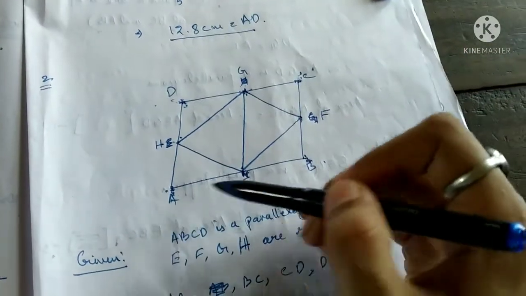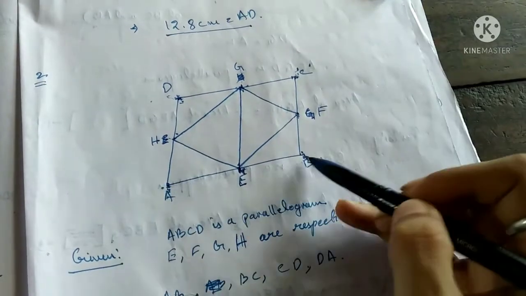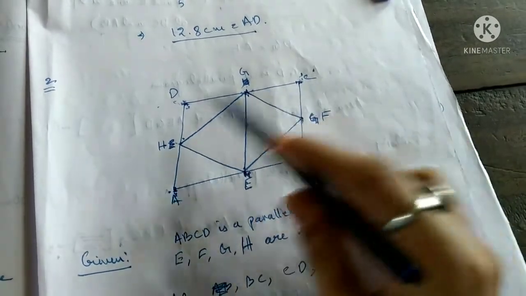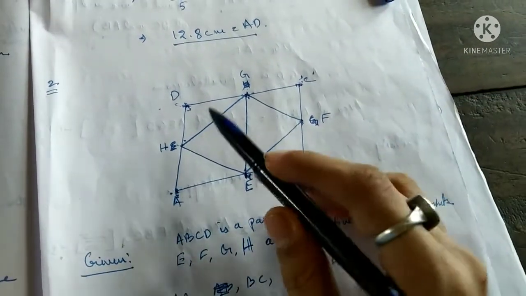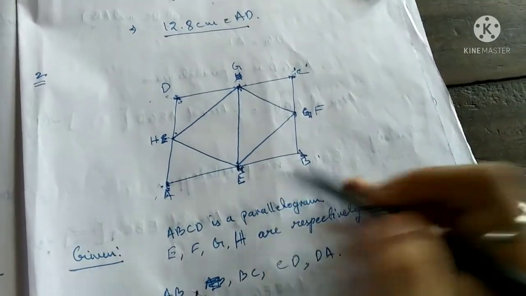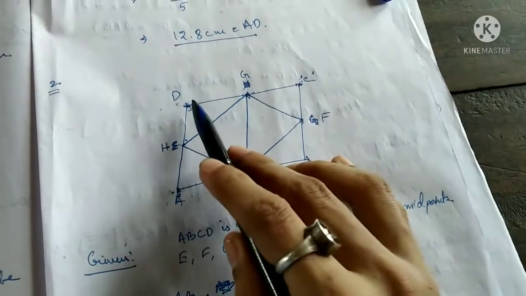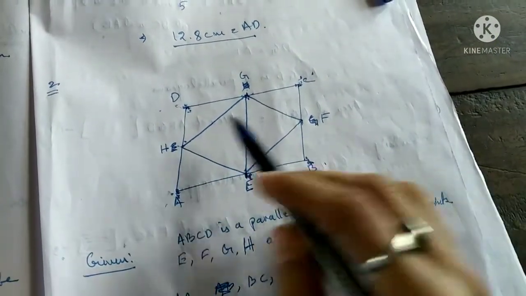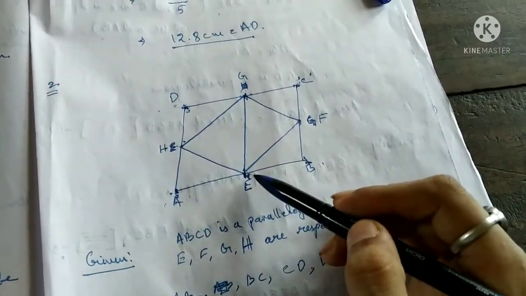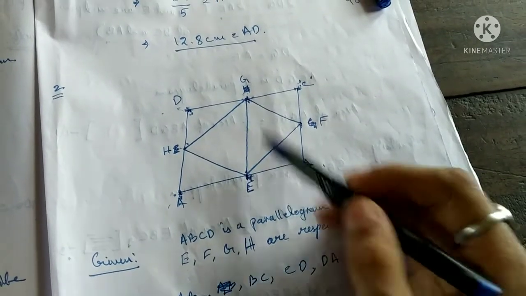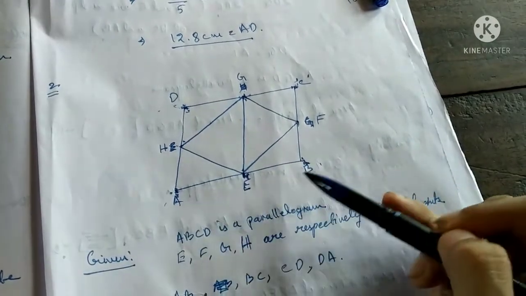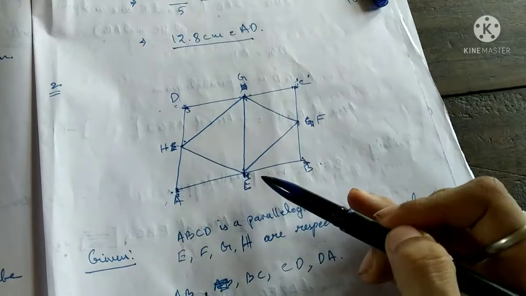Then I will say that DC is parallel to AB because ABCD is a parallelogram, so opposite sides are equal and parallel. Since DC is parallel to AB, I can say that DG is parallel to AE, because G and E are the midpoints of DC and AB.